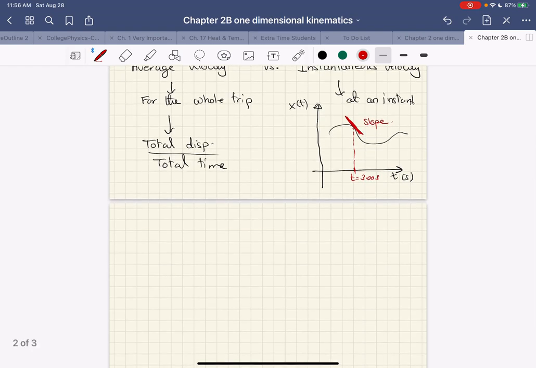Also, we can differentiate between average acceleration versus instantaneous acceleration. Okay, it's the same thing.